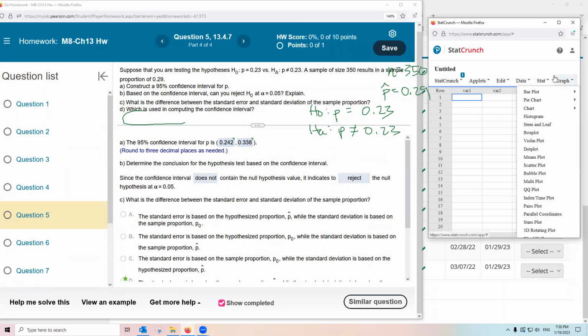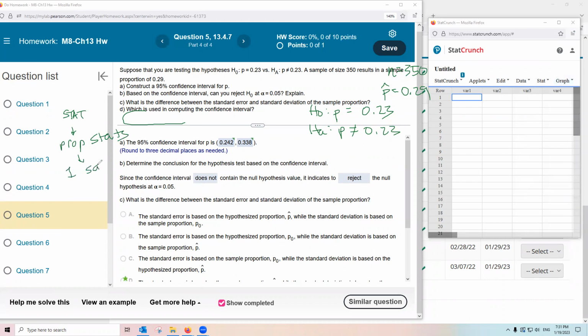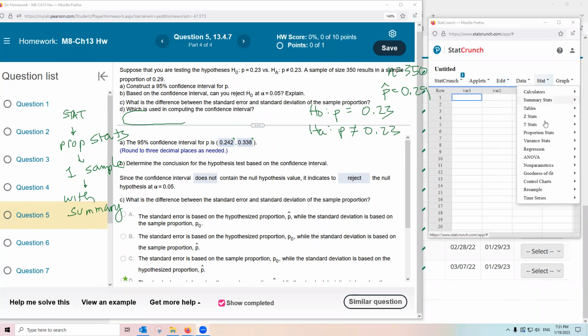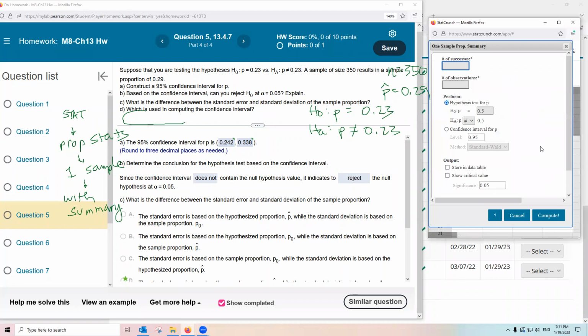And if you remember, for this kind of a test, we want to go to Stat, Proportion Stats, one sample with summary. And this is the same command you use for confidence intervals or hypothesis testing. All right, so I'm going to do it. Let me go to StatCrunch. I'm going to go to Stat, Proportion Stats, one sample with summary. I come up to this input screen.